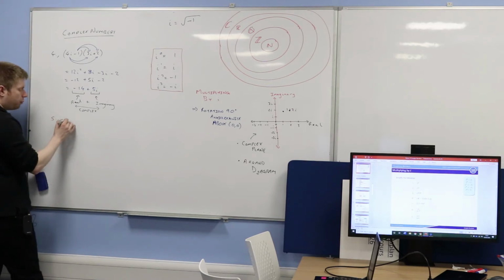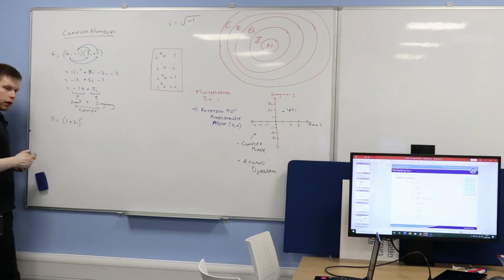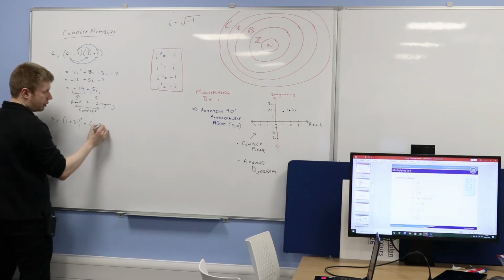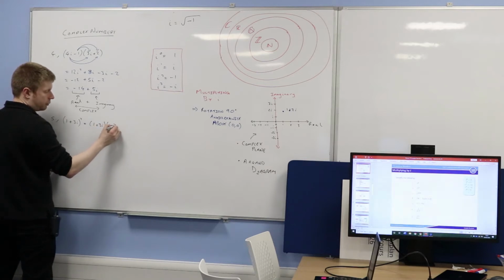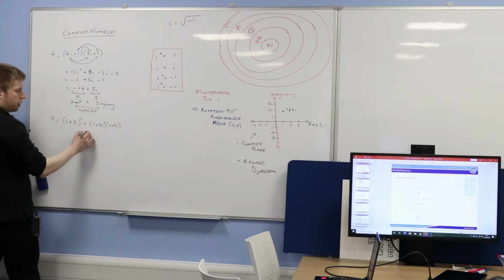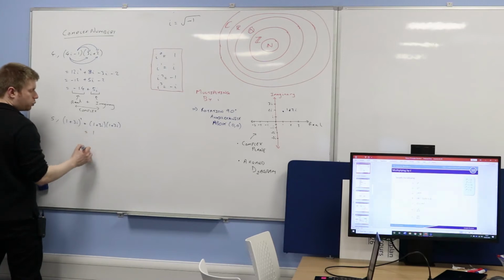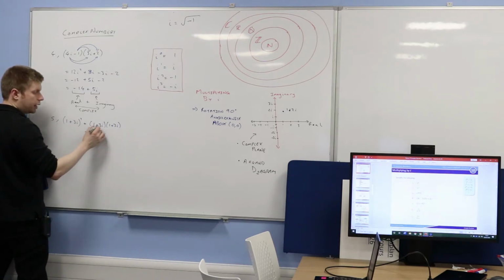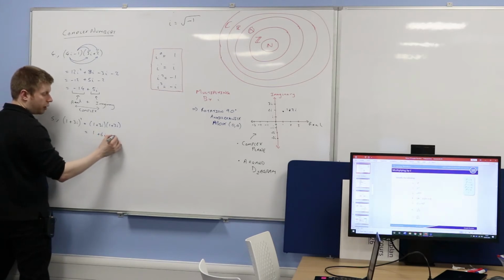What was question 5? 1 plus 3i, all squared. Well, you can think about this as 1 plus 3i multiplied by 1 plus 3i. So if we multiply this out, you get 1 times 1, which is 1. And you get 3i plus 3i, which is 6i. And you get 3i times 3i, which is plus 9i squared.